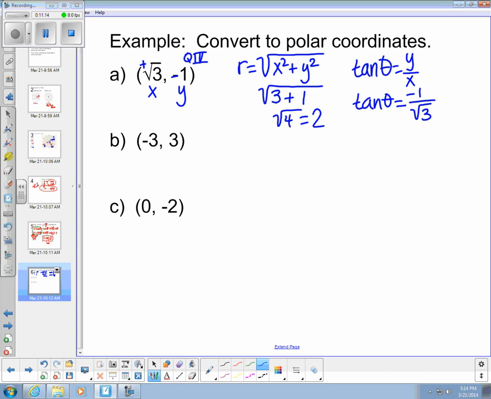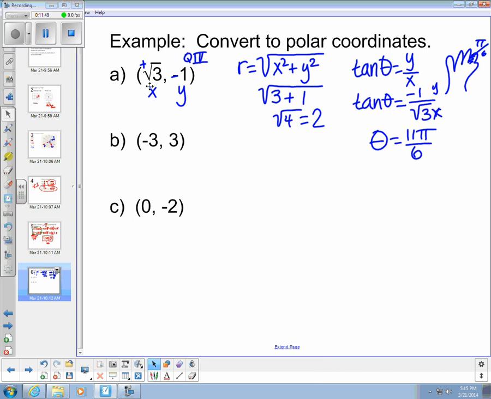So again, use the hand trick to figure out what angle has a tangent of 1 over square root of 3. So I need my y to be 1 and my x to be square root of 3, which means I need the pi over 6 finger. But again, I need to be in the fourth quadrant. So the angle in the fourth quadrant that has pi over 6 is going to be 11 pi over 6. So in polar coordinates, the point square root of 3, comma, negative 1 would be 2, 11 pi over 6.